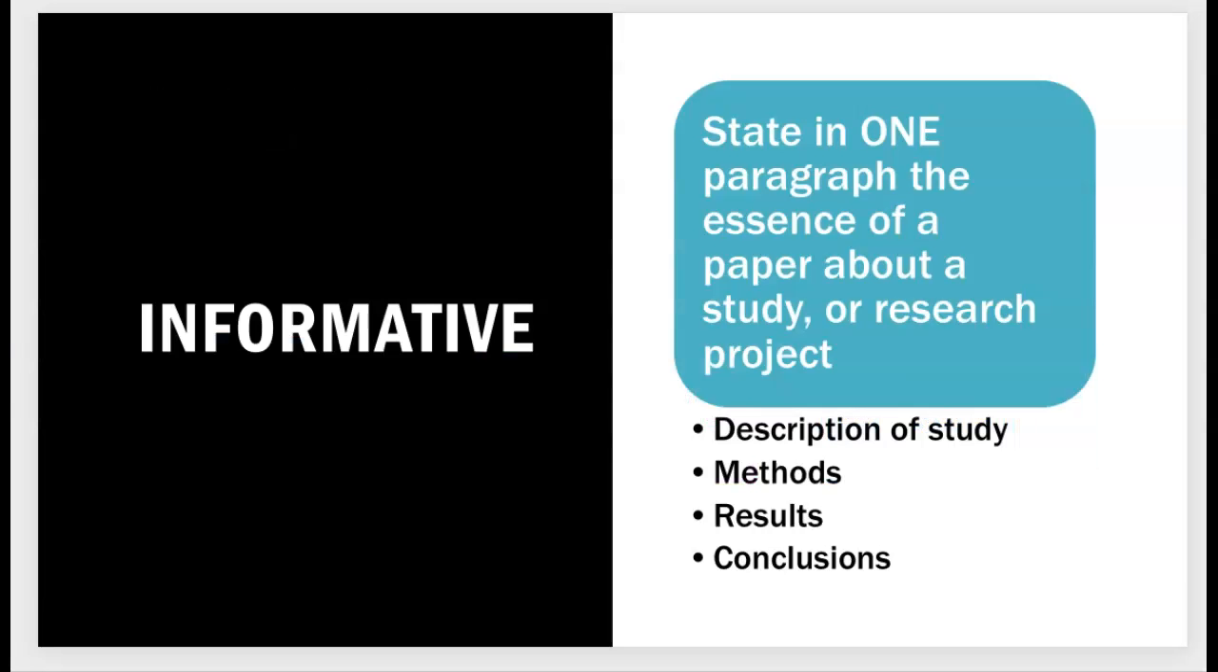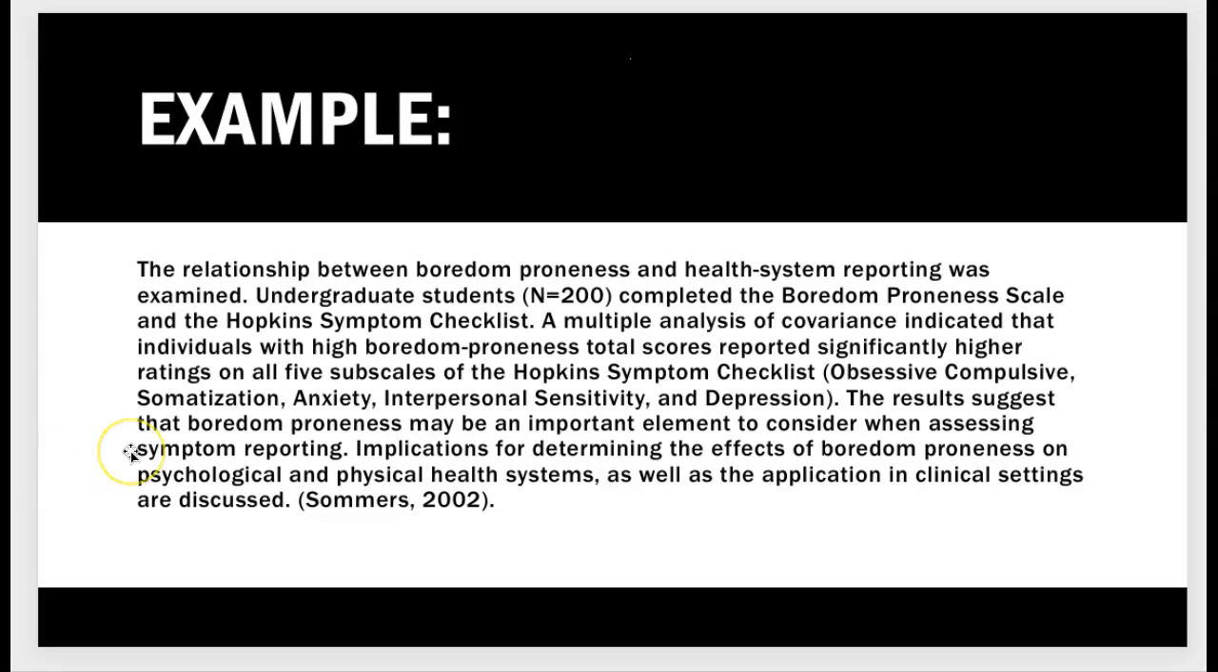So an informative abstract is a paragraph that gives the essence of a paper about a study or research project. And usually that's done in science or medicine, things like that. It usually provides a description of the study, an overview of the methods that are used in the study, a discussion of the results, and any kind of conclusions that they may come up with at the end based on their research.